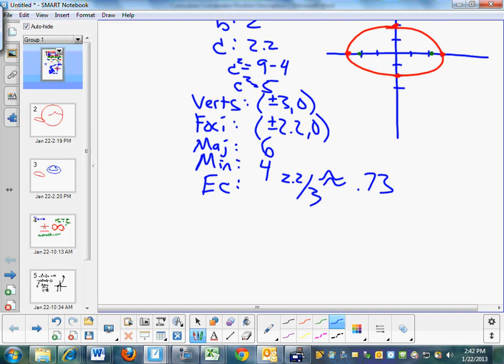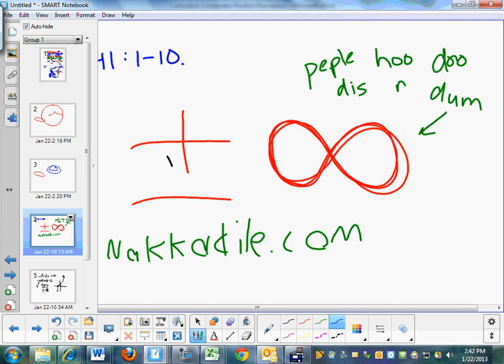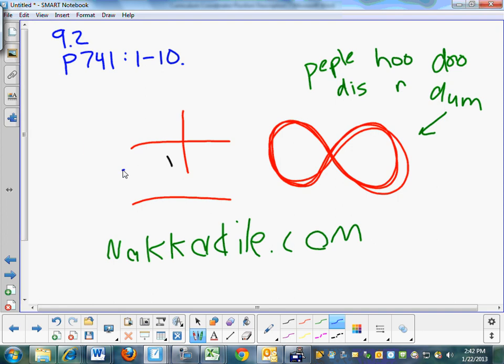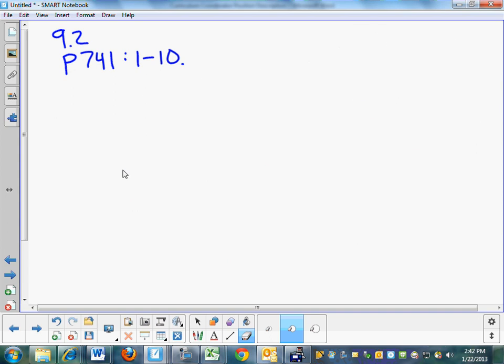So I have an assignment for you guys. We do have a lot more work to do with these. What I want you to do is problems 1 through 10. The first 4 are just matching. But be ready to go to work tomorrow. We got lots of stuff to cover.